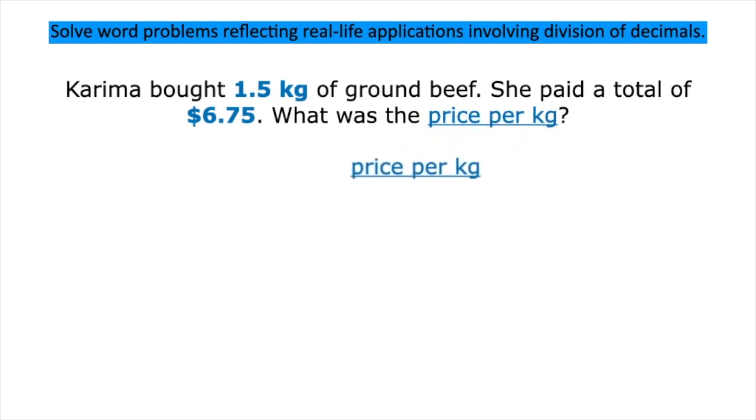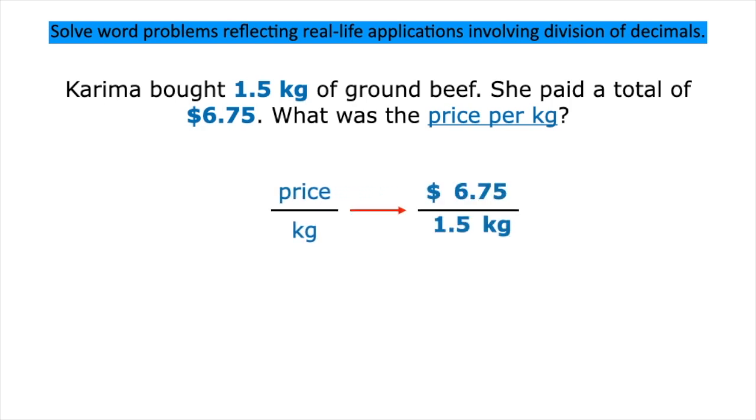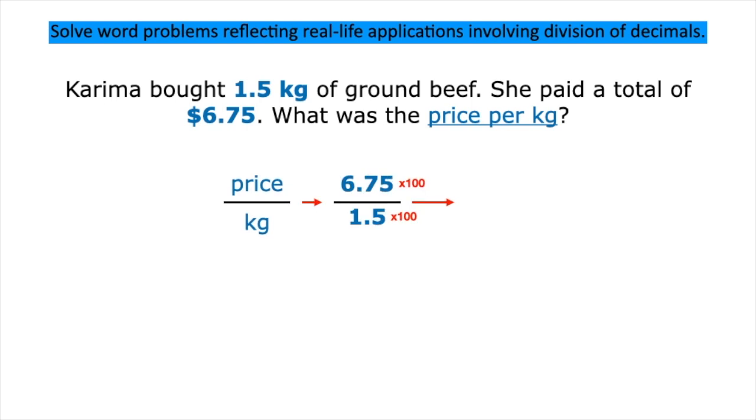So price per kilogram, that's also a division problem. It's basically price divided by kilogram, and that will give us the unit price. So here we have, of course, 6.75 divided by 1.5, and let's not worry about the units right now. We're going to go ahead and multiply the top and the bottom by 100 so that we can get rid of the decimal points. We will end up with 675 divided by 150.